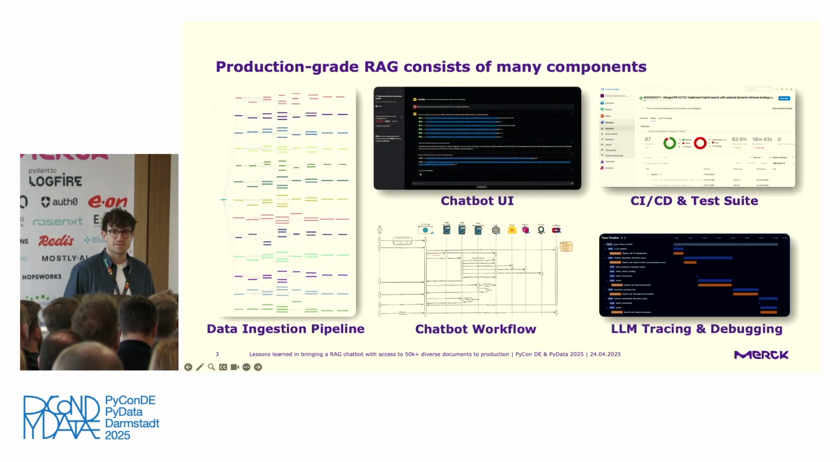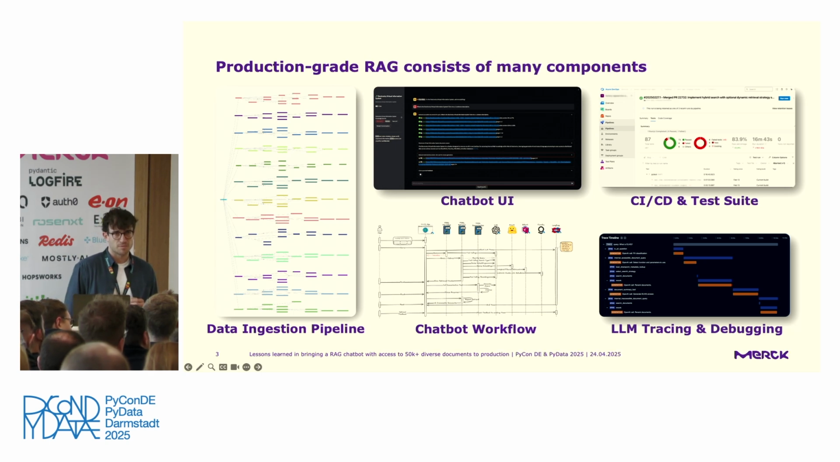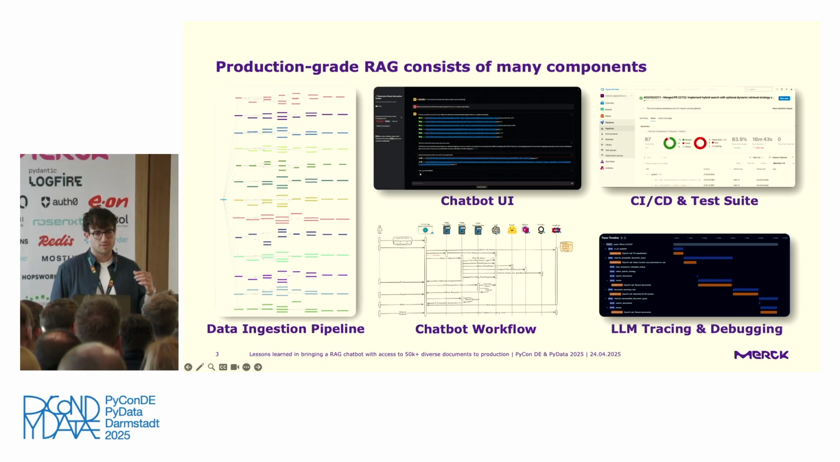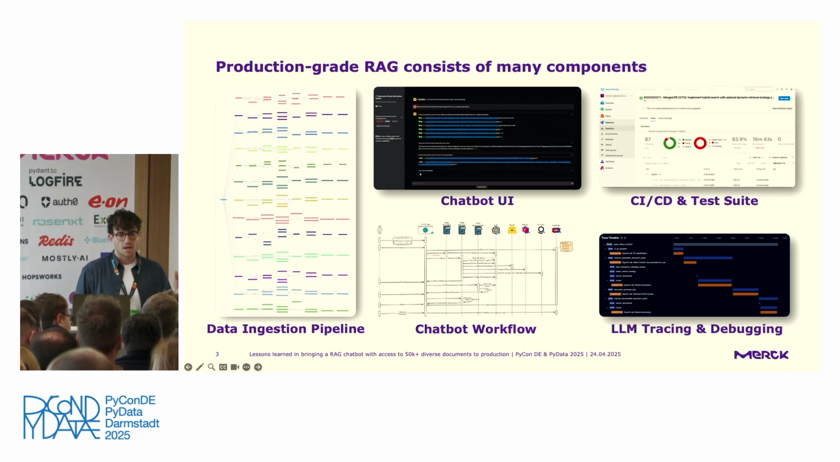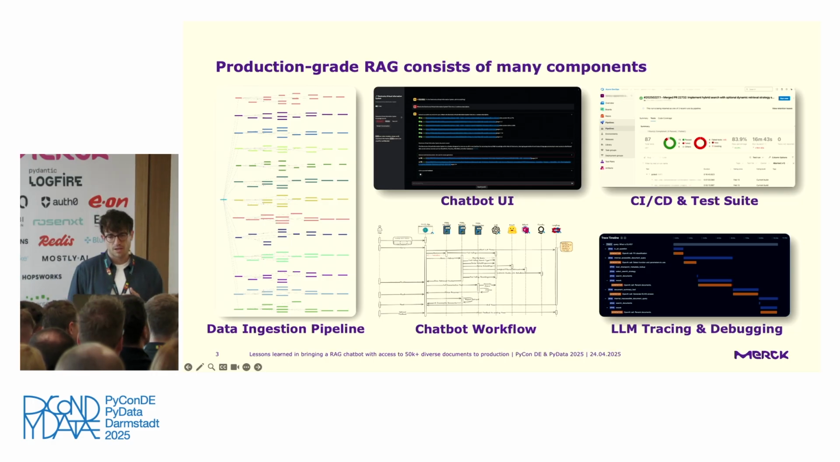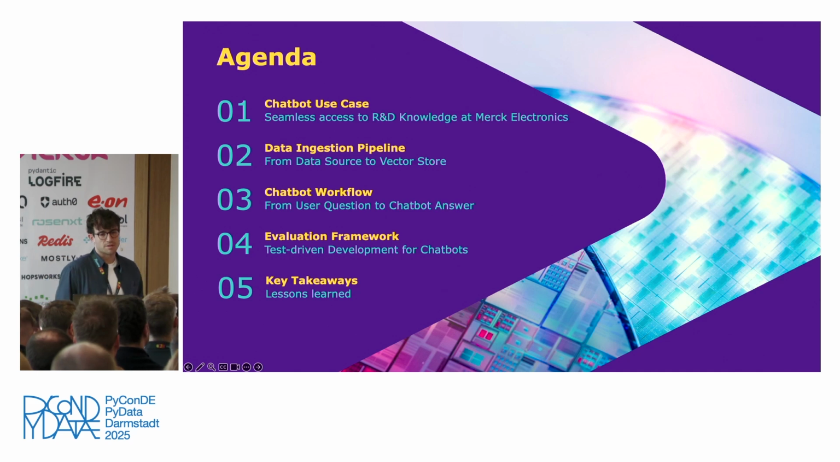So I was immediately hyped, but then, and we faced this challenge also at Merck, you realize that actually the road to production is much more challenging, because for a production-grade RAG system, you're going to need many more components. So for example, you can see on the very left side, you need a data ingestion pipeline that runs periodically, loads the data from the source systems, and ingests them into a vector store. You want to have a chatbot UI, and you're also going to have a chatbot workflow that becomes more and more complex, that can basically, from the user question, derive the final answer. And you also want to have continuous integration and deployment pipelines, a test suite, and also some LLM tracing and debugging capabilities.